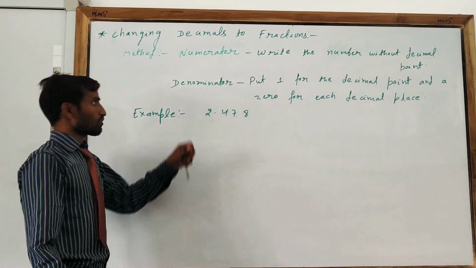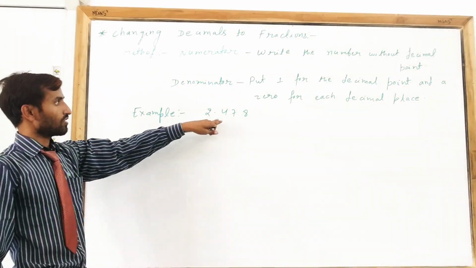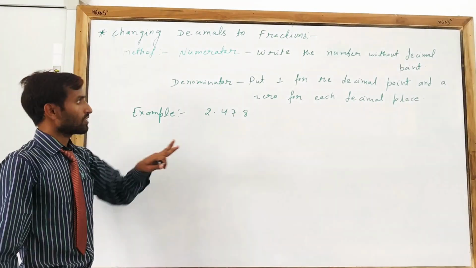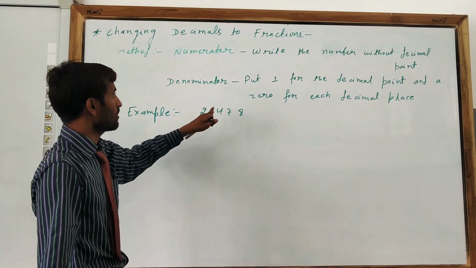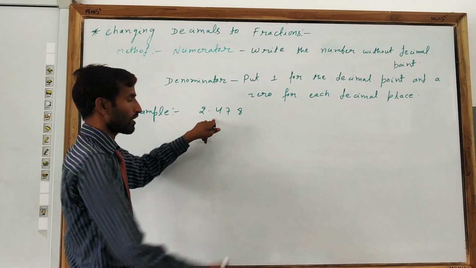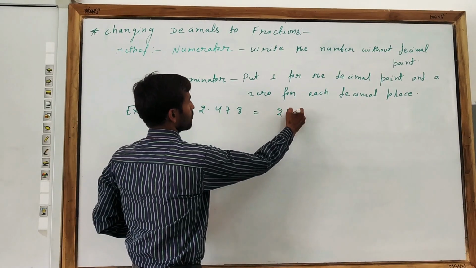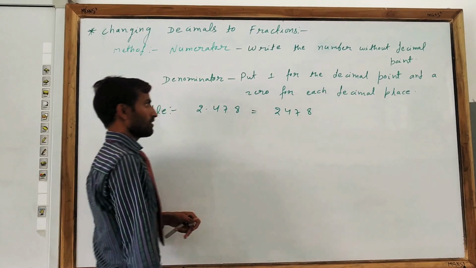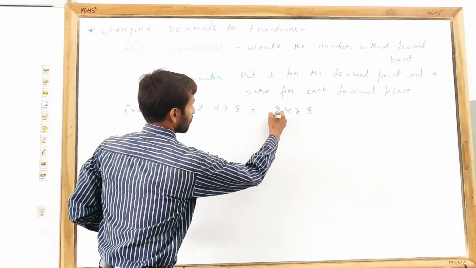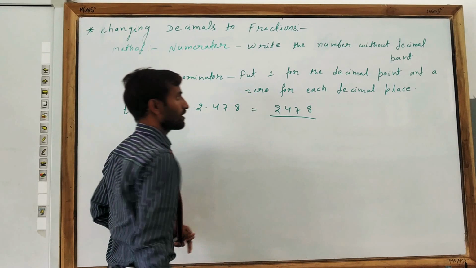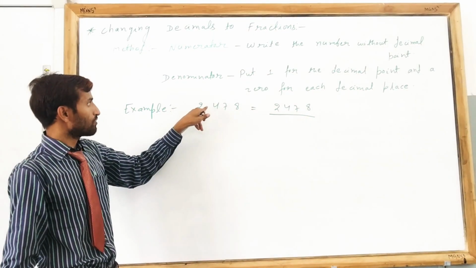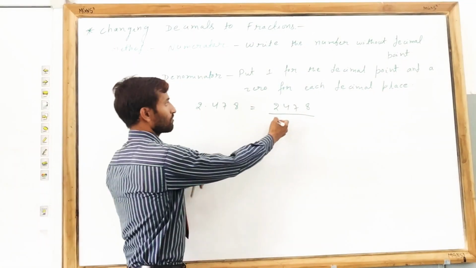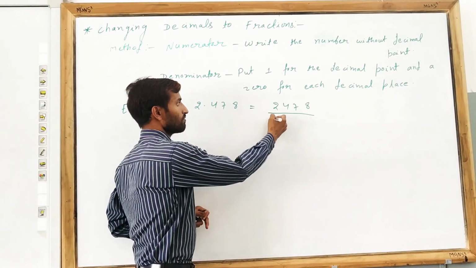Convert 2.478 into a fraction. In the numerator, just copy the same number without the point. Remove the point, and you get 2478. This is the numerator. Now for the denominator, in place of the decimal point, put 1.